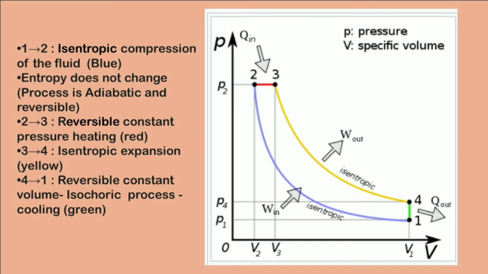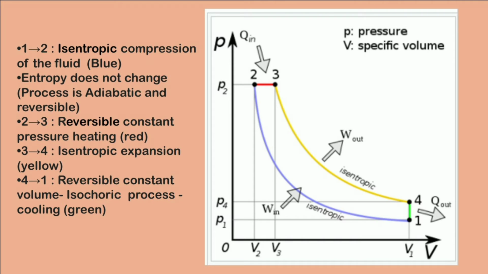Refer to the PV diagram. From point 1 to point 2, it follows isentropic compression of the fluid, represented by the blue line. An isentropic process is a process in which the process is both adiabatic and reversible, and in this process entropy does not change. An adiabatic process is a thermodynamic process which involves the transfer of energy without transfer of heat or mass to the surroundings.